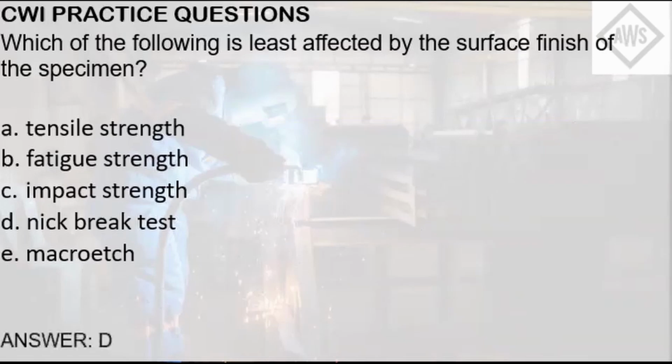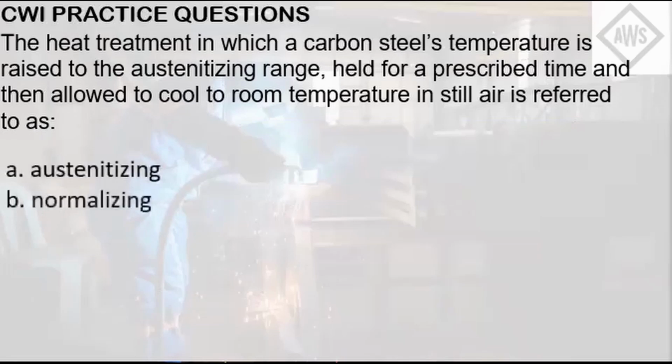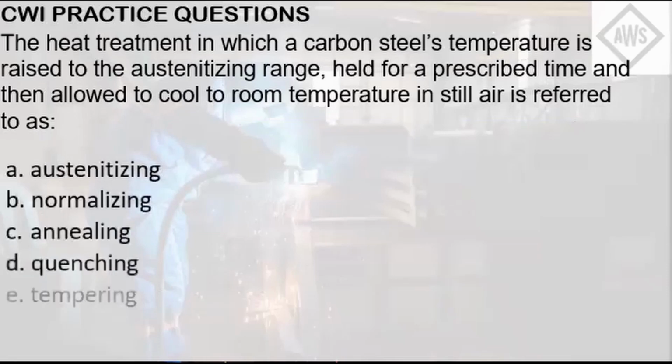Letter D, Nick break test. The heat treatment in which a carbon steel's temperature is raised to the austenitizing range, held for a prescribed time and then allowed to cool to room temperature in still air is referred to as: letter A, austenitizing; letter B, normalizing; letter C, annealing; letter D, quenching; letter E, tempering.